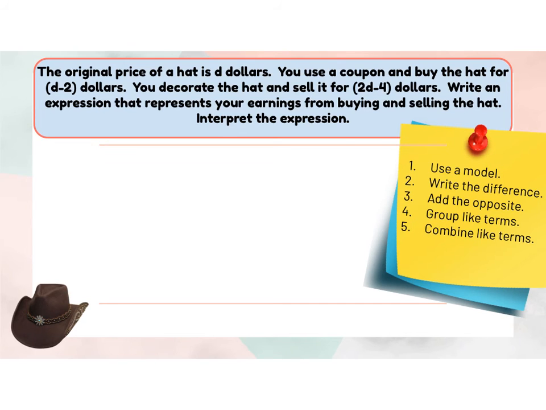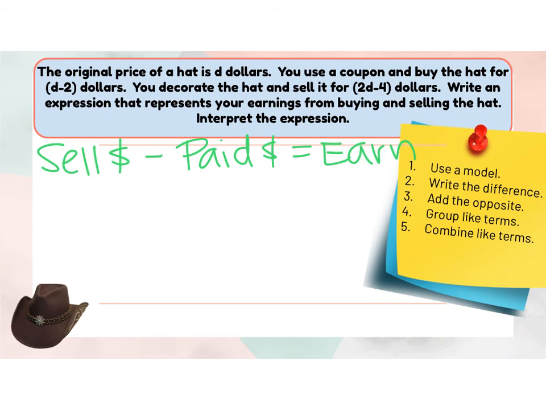So our sticky note here says first use a model. The model could be something you already know, and I know that in this situation, if we sell something, the selling price minus the price we paid would equal the amount of money that we earn. And I know the selling price and the paid price. The selling price, according to the problem, was 2D minus $4. We'll subtract the price paid, which was D minus $2, to figure out the earnings.